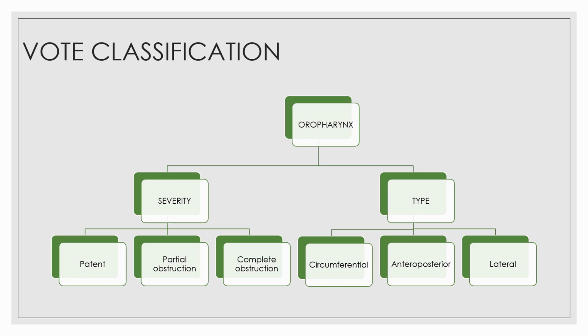So next we move on to the classification at the level of the oropharynx. Similar to the velum, we have the same severity classification of patent, partial obstruction and complete obstruction, and the types are also similar here. We have circumferential collapse, anteroposterior collapse, and lateral collapse. Similarly, we have 3 videos to show you each of these collapses.